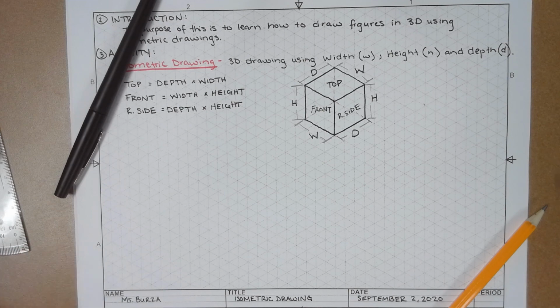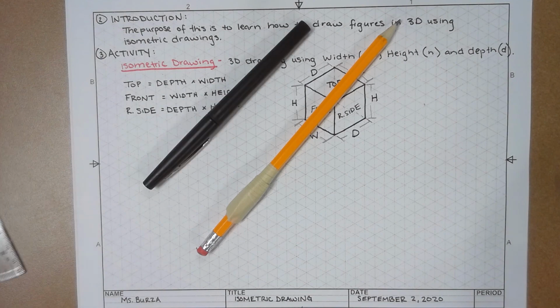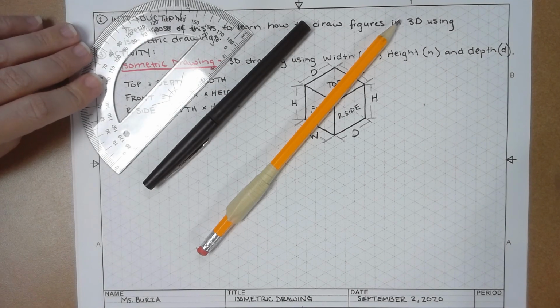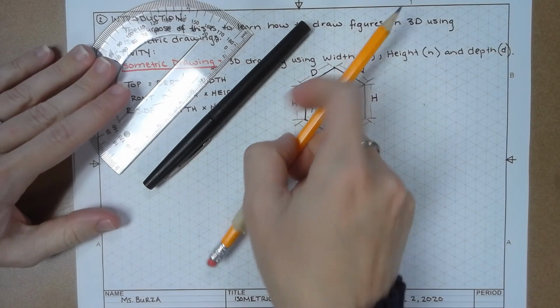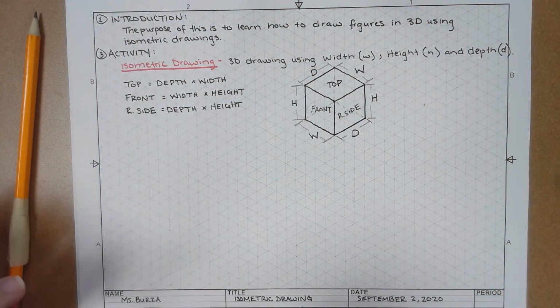All right, this is going to be video 2 of your isometric drawings. Again, you'll want a pencil today. You will also want a pen, and we are also going to be using a protractor or a ruler or some sort of straight edge. And today what we're going to be doing is talking about our invisible box.